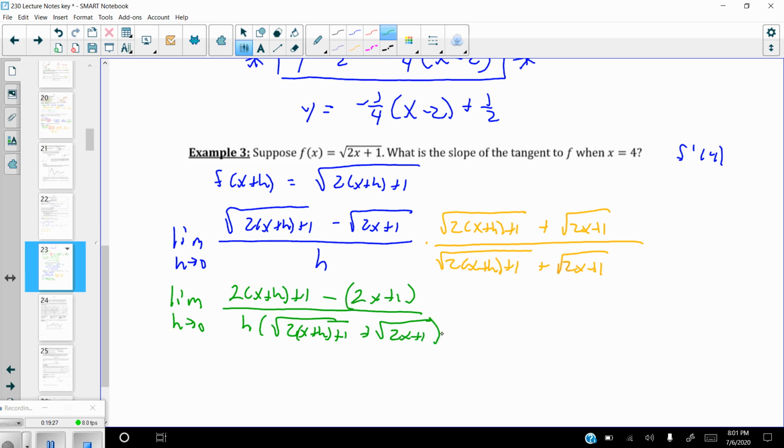All right, let's see what we can do with this thing. We do have to simplify the top. So it looks like I'm going to have to distribute this 2 into here. So we're going to get 2x plus 2h plus 1, and then distribute the minus sign in the second parenthesis. You get minus 2x minus 1, over the whole denominator. Again, it just gets a little tedious to write all this out. It's not horrible, it just takes a little bit of time.